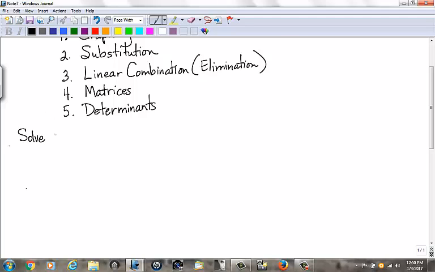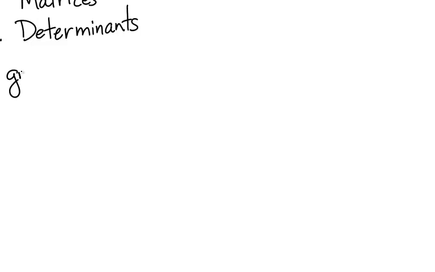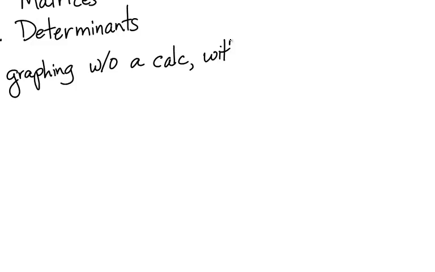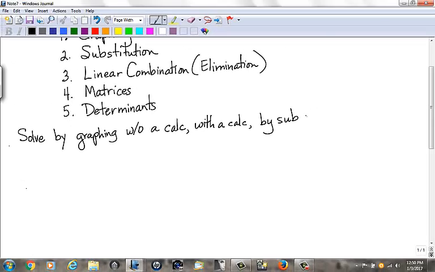I'm going to take you through a couple of problems. Say they ask you to solve by graphing without, this W/O means without a calculator, and you can abbreviate it. Solve without a calculator, with a calculator, by substitution, and linear combination. So we're going to take this one problem, the first example, and we're going to work it 4 ways. So 2 equations, 2 unknowns.